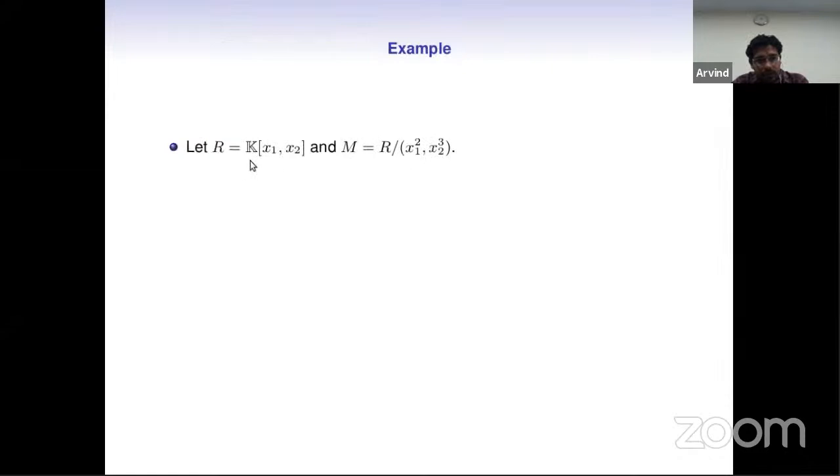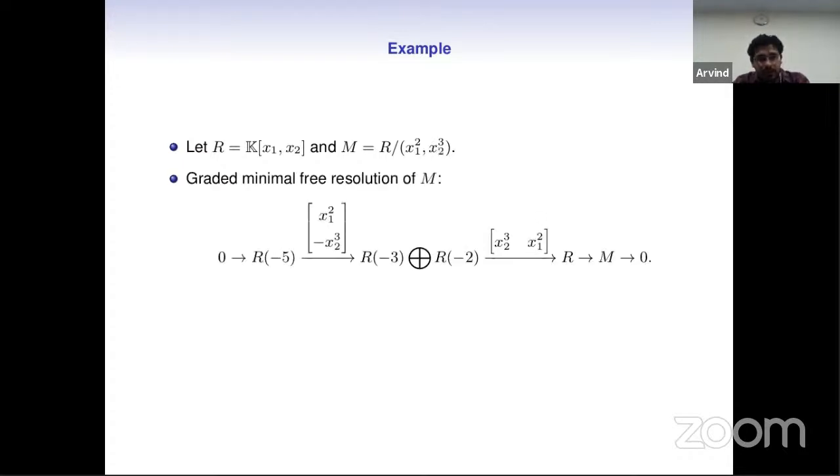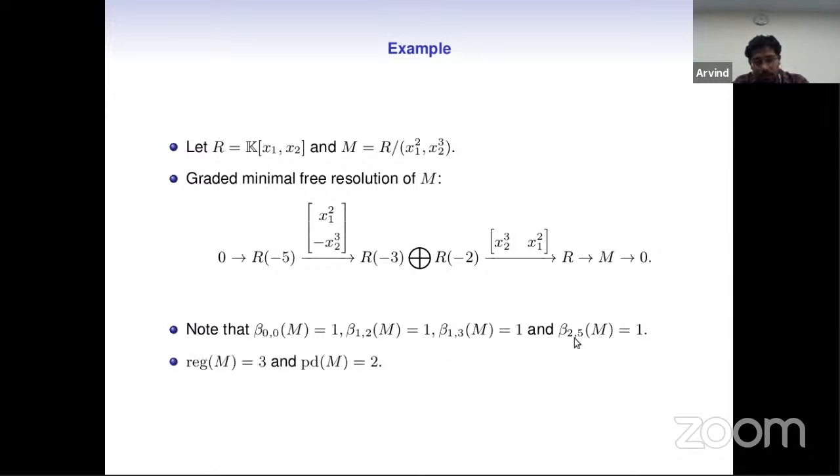For example, let R be the standard graded polynomial ring in two variables, and M the quotient of R by the ideal (x1^2, x2^3). Then the graded minimal free resolution of M is as follows. This is the matrix phi1 and this is the matrix phi2. From this minimal free resolution, we can see that beta_{0,0} is 1, beta_{1,2} is 1, beta_{1,3} is 1, and beta_{2,5} is 1. The regularity is the maximum of these, and 5 minus 2 is 3, which is the maximum possible. So the regularity of M is 3, and the projective dimension is 2, because the maximum i is 2.